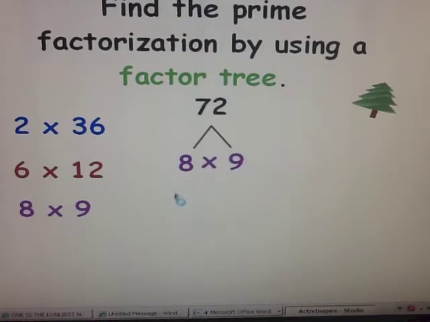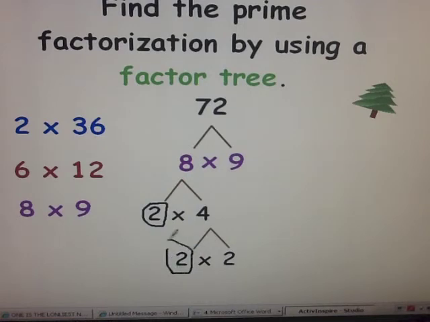And I'll start with 8. Is 8 a prime number? No. So I can't circle it. I need to continue to factor. 2 times 4 will give me 8. My 2 is a prime number, so I'll circle it. However, 4 is not prime, so I continue factoring the 4, and I get 2 times 2. Those are both prime numbers, so I'll circle them.